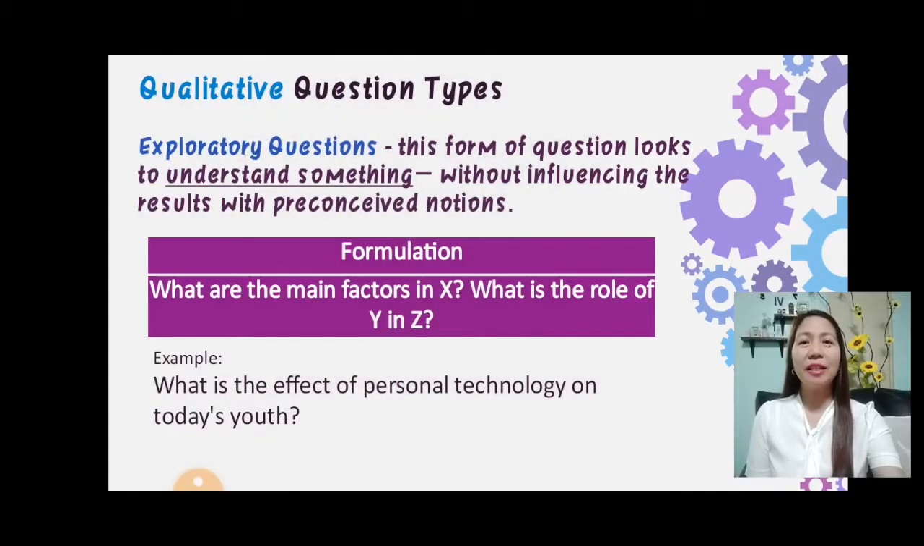Now let's have the qualitative question types, under which are exploratory questions. This form of questions looks to understand something you know already and you want to know more, to go deeper, to have more understanding of your topic or your study. The formulation, what are the main factors in X? What is the role of Y and Z? Example, what is the effect of personal technology on today's youth?